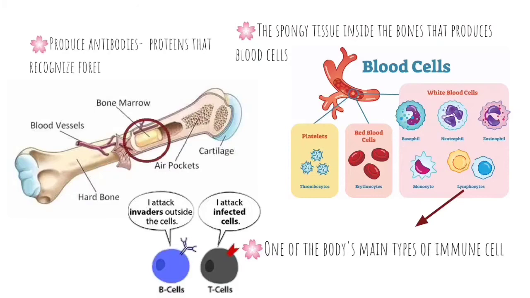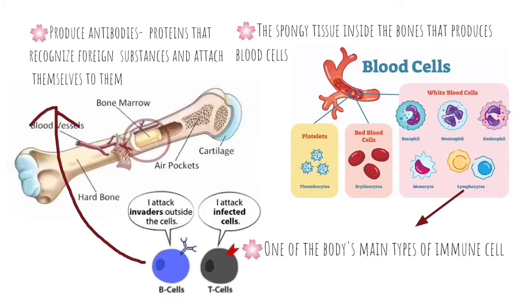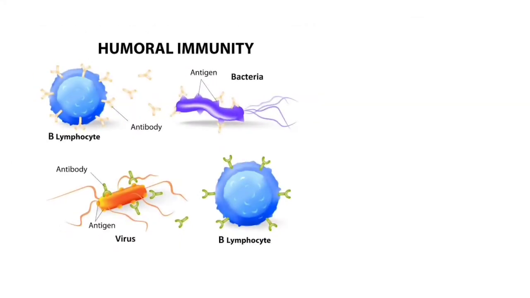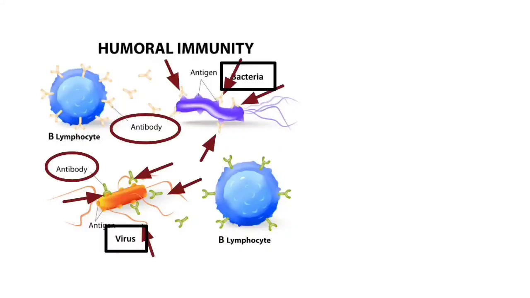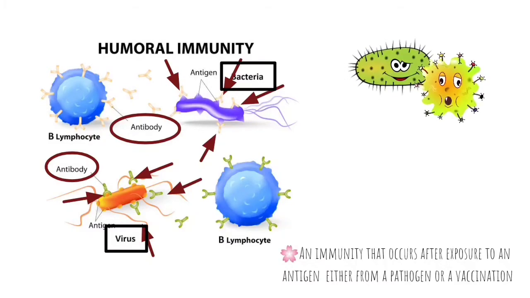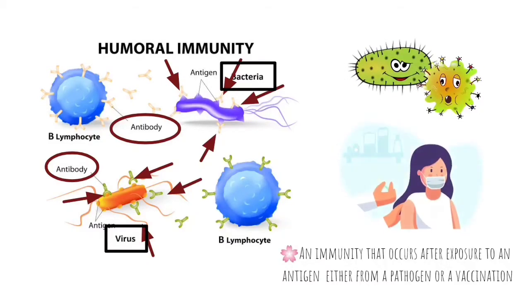B lymphocytes produce antibodies. They are proteins that recognize foreign substances and attach themselves to them. B lymphocytes, or B cells, are each programmed to make one specific antibody. They function in the humoral immunity component of the adaptive immune system by secreting these antibodies. When we say adaptive immune system, we are referring to adaptive immunity, which is an immunity that occurs after exposure to an antigen either from a pathogen or a vaccination.